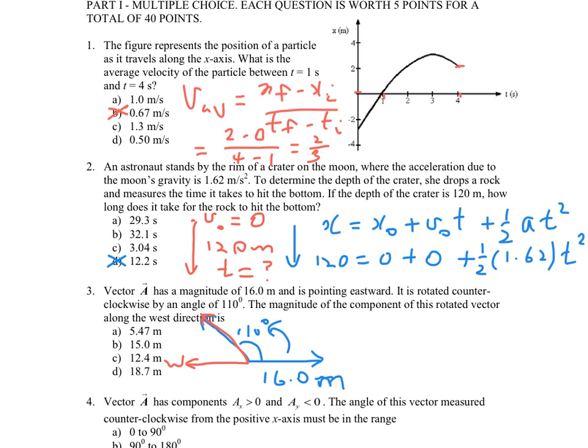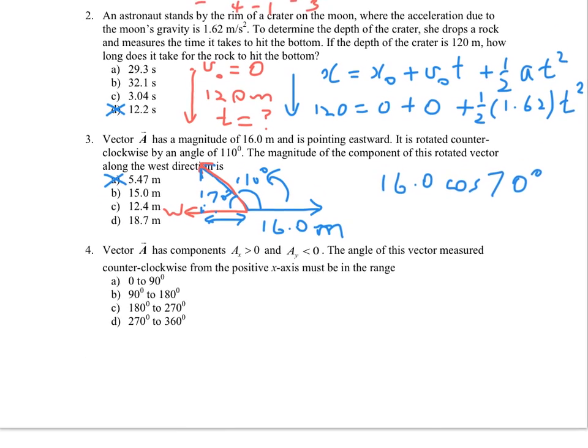And basically what they want is the component of this vector. So that means they want this distance. They say the magnitude, right? So it's a distance. And this angle is 70 degrees, and it's adjacent to the hypotenuse. So adjacent is cosine. Then the component is length times the cosine of the angle. And from your calculator, you will work it out to be 5.47 meters.